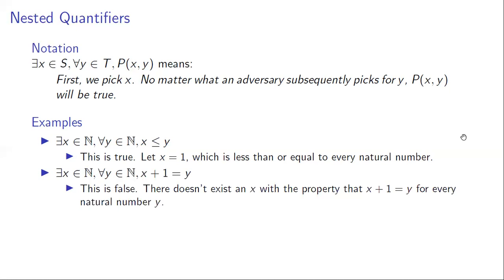Maybe I'll pick 3, for example. But maybe the adversary will pick 17. So in other words, the adversary goes second here, and that puts me at a disadvantage.